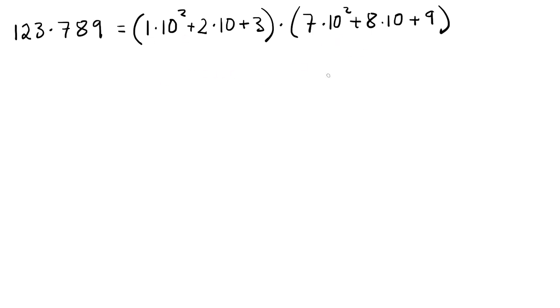You need to multiply all combinations here. So that times that times that. So we get 9 multiplications in total, since it's 3 times 3. So we start with this one. So it's 1 times 7. And then 10 to the power 2 times 10 to the power 2 becomes 10 to the power of 4. So multiplying these two, we get 1 times 7, and then 10 to the power of 4.